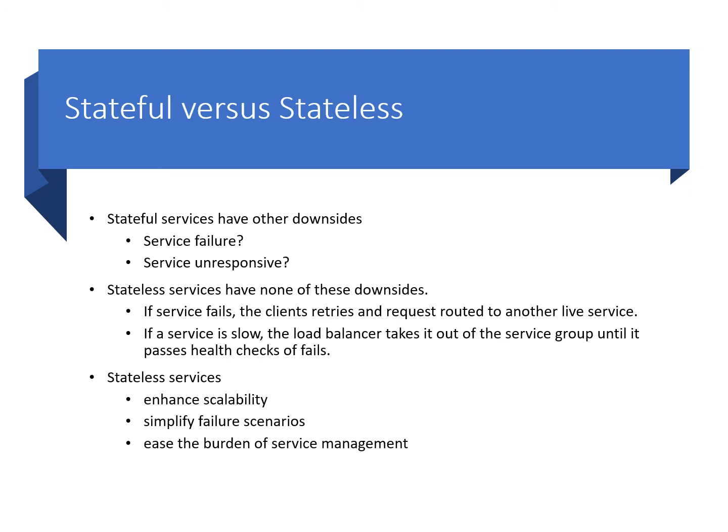In general, stateful servers create problems that in a large-scale system are difficult to design around and manage. Stateless services have none of these downsides. If one fails, the client gets an exception and retries, with their request routed to another live service. If a service is slow due to a transient network outage, the load balancer takes the service out of the service group until it passes health checks or it fails. All conversational state is either externalized in a cache or a database or provided by the clients in each request, so service failures can be handled easily by the load balancer.